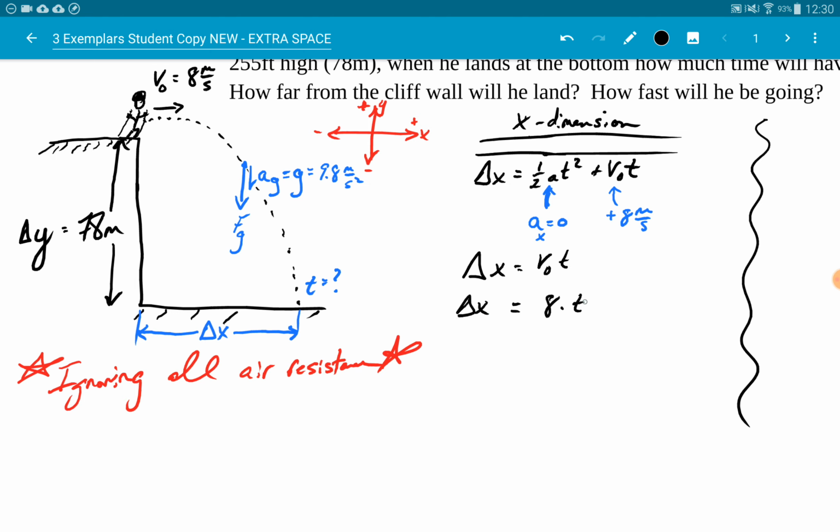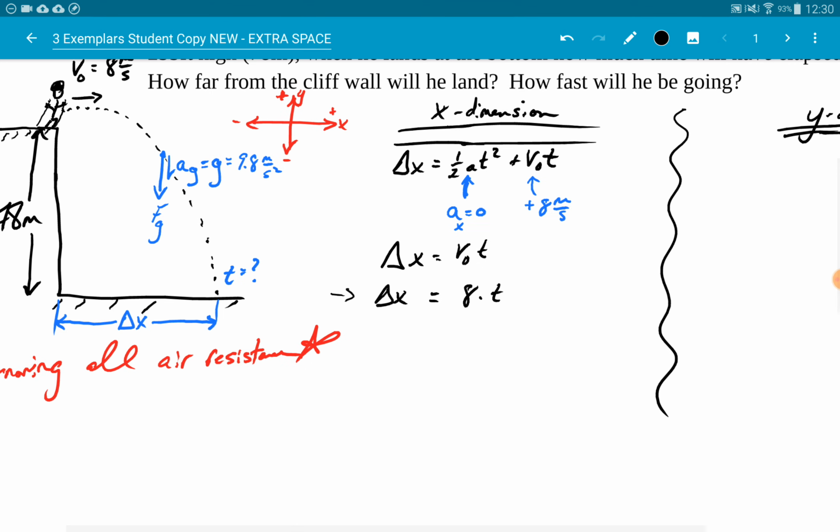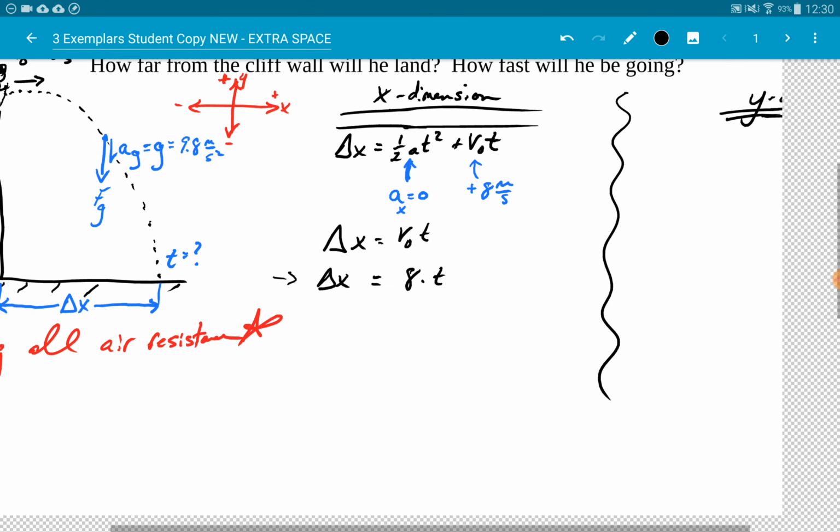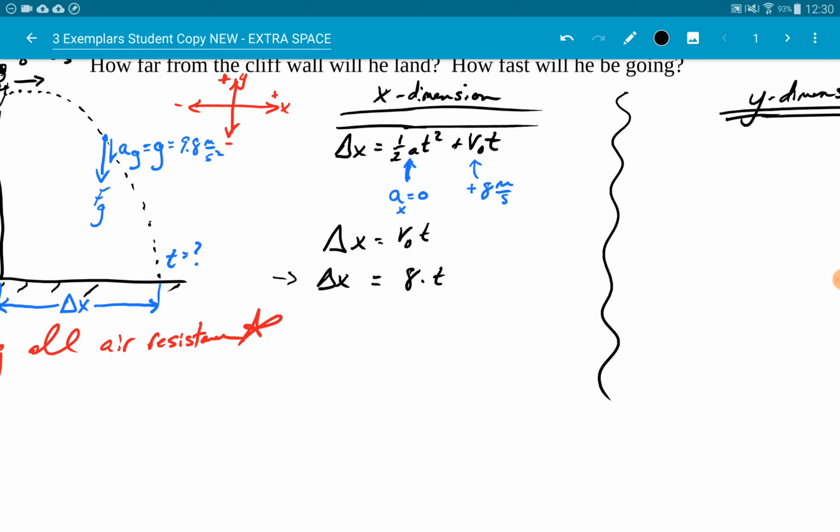Now, how long is it going to be in the air for? Well, I don't know. That was one of the things that we're trying to look for there. We're trying to figure out what the time is. Okay, so right now, I can't solve this equation. I need a time. So, well, I have two options. One, I could go, this is impossible, and I can't do this because I found something I can't solve right now. Or I can go, wait, hold on.